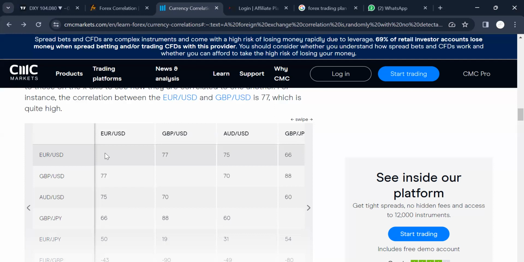So EUR/USD, there's nothing here. Now compare EUR/USD and GBP/USD. See the value here, the horizontal against the vertical. It's 77. So it means that you can actually trade these two pairs. It's a positive sign. Now look at EUR/USD and the Australian dollar against the USD. You see the value also is positive. It's good, 77, 75. It's a positive number. You can actually trade it.